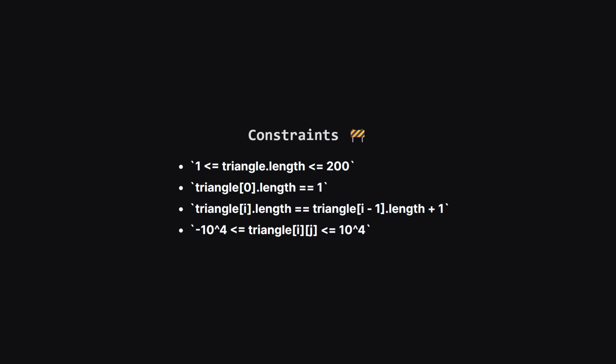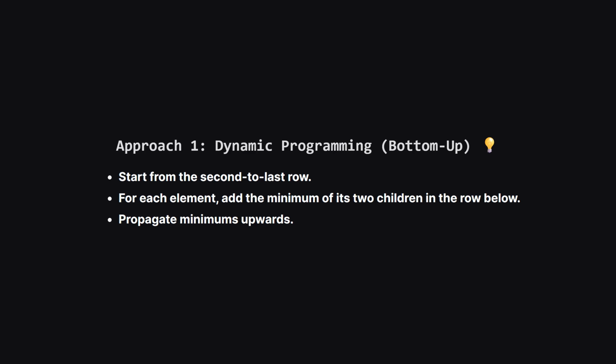Just a quick look at the constraints. The triangle won't be empty, and it won't be super huge either. Up to 200 rows. The top row always has just one number. Each subsequent row has one more number than the row above it, which makes sense for a triangle shape. And the numbers themselves can be negative, which is important. This means a larger number might actually be part of a smaller overall sum if other parts of the path are very negative.